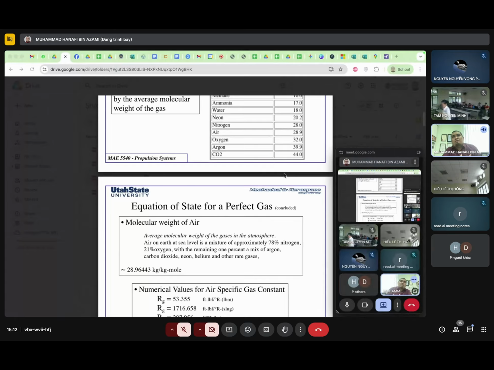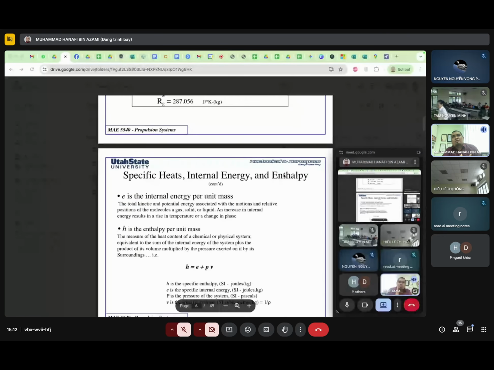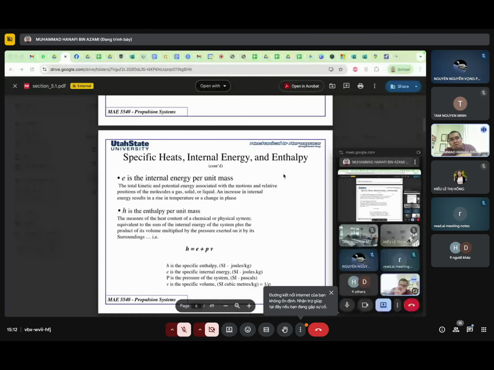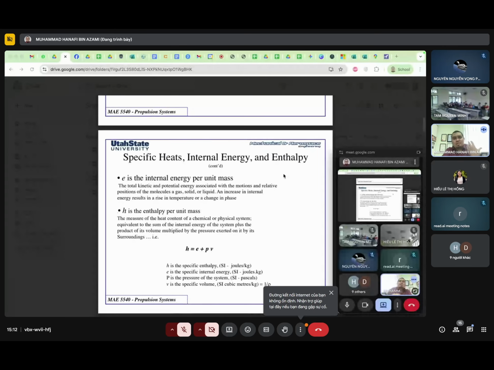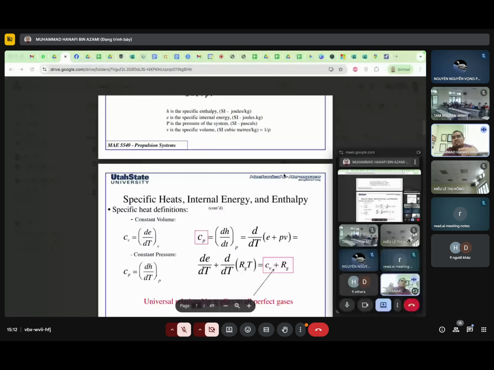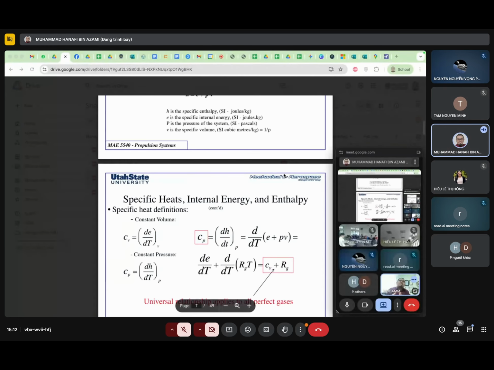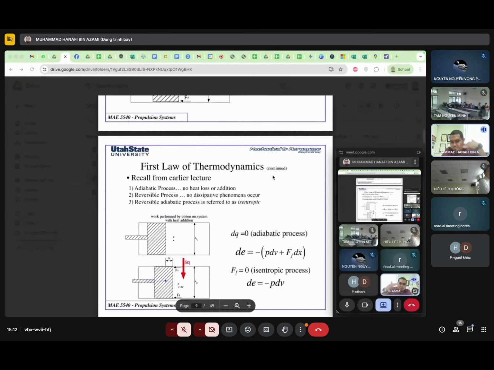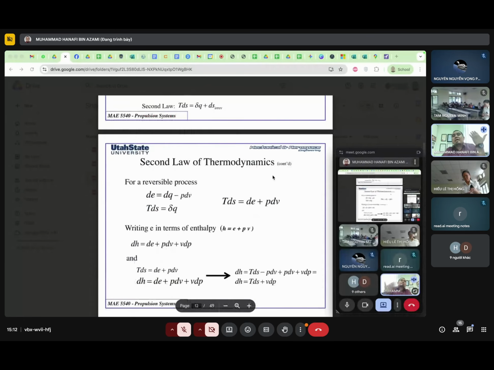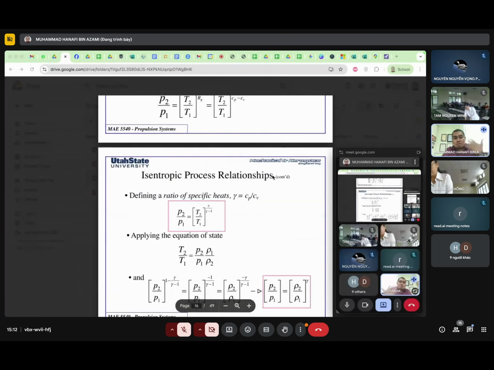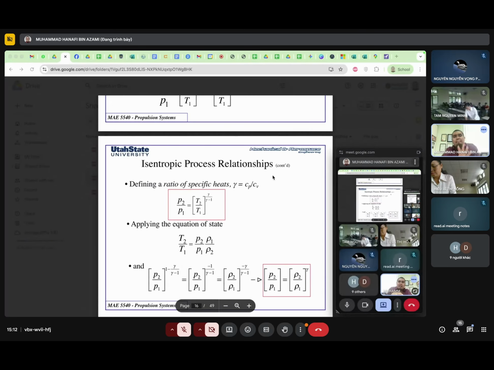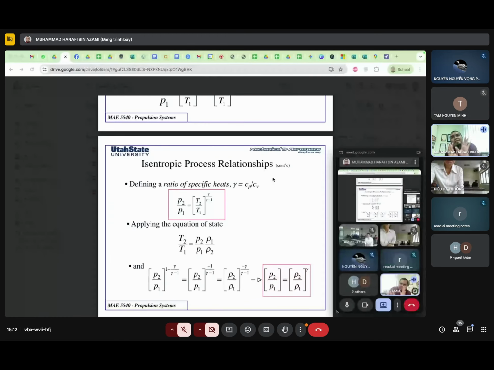But of course, you need to know the definition of each term. For example, specific heat, internal energy, enthalpy, all those things, the definitions you have in your thermodynamics. The first part is thermodynamics, and the later part is heat transfer. And brothers and sisters, please try to understand the isentropic relation.